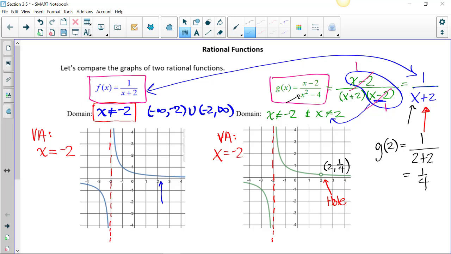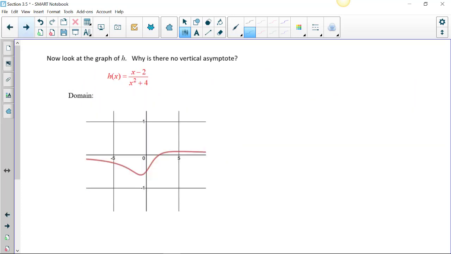So what we're interested in doing is figuring out these numbers that are zeros of the denominator, these discontinuities, and what's happening. Is there going to be a vertical asymptote or a hole at each one? It's one or the other at each discontinuity. Let's look at one other situation before we do more of that. So here's our function h.